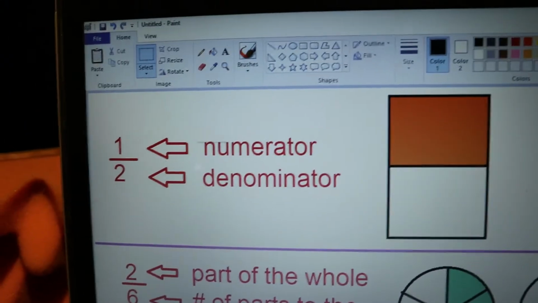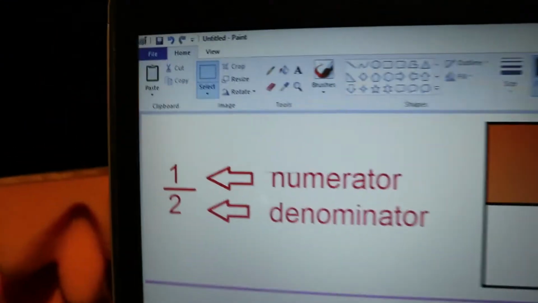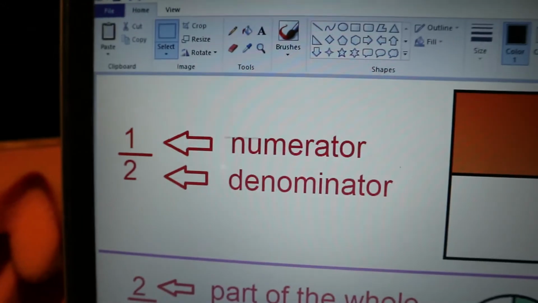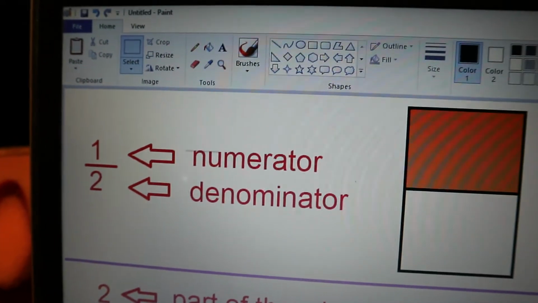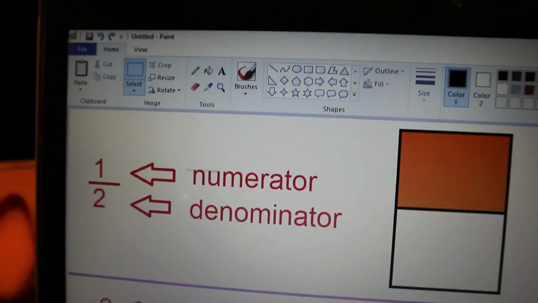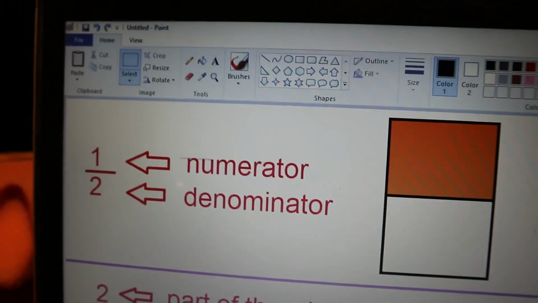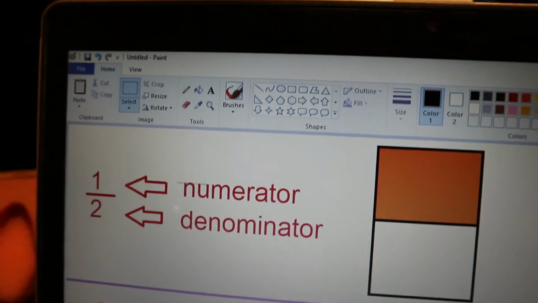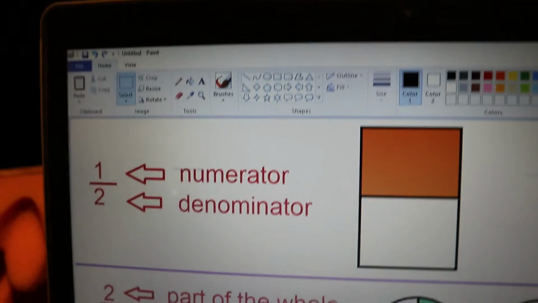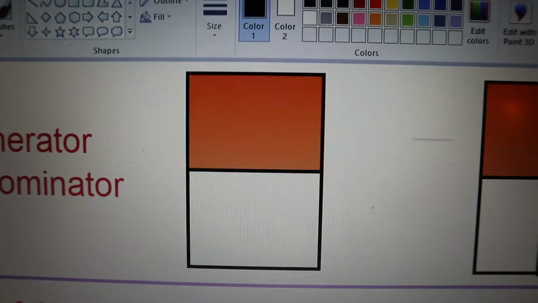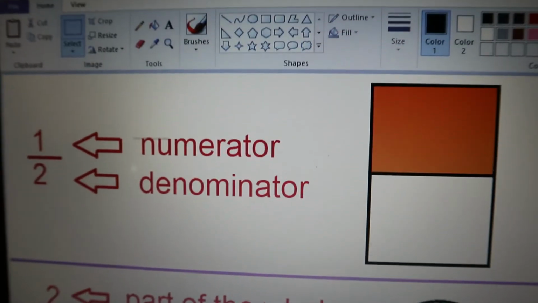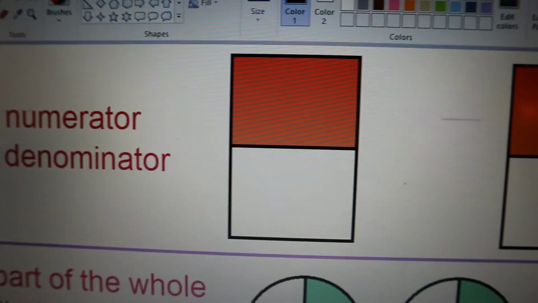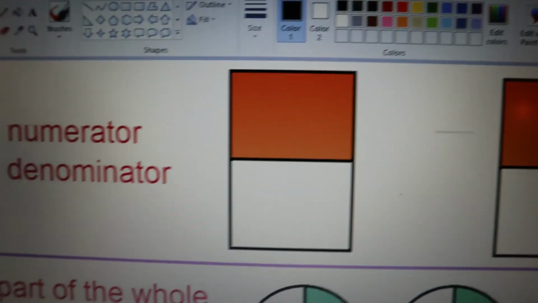So the numerator is the top number right there, the 1, and the denominator of a fraction is the bottom portion. Now the denominator just means how many parts there are to the whole, and the numerator is the selection or part of the whole. So in this first shape, there are 2 parts to the whole, and 1 is selected or shaded in. So half, or 1 over 2, so half of the shape is shaded in.